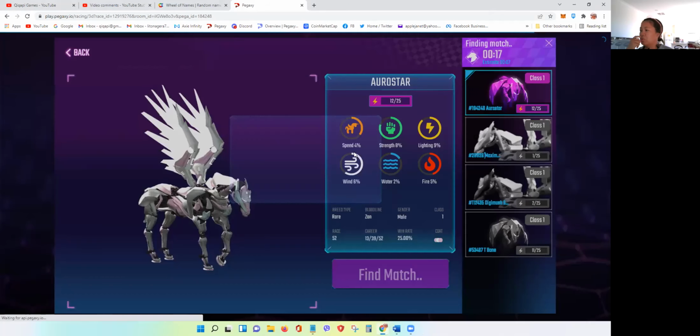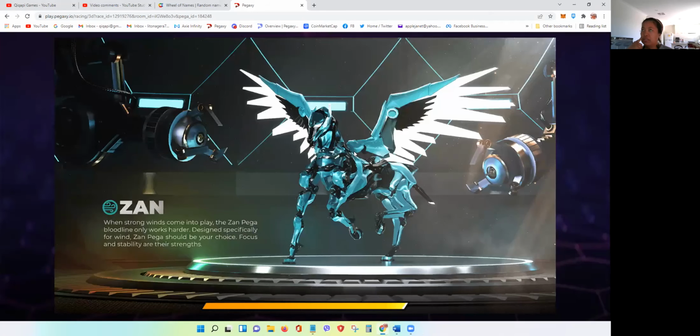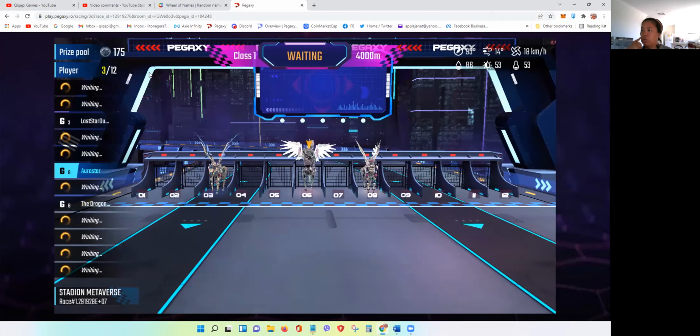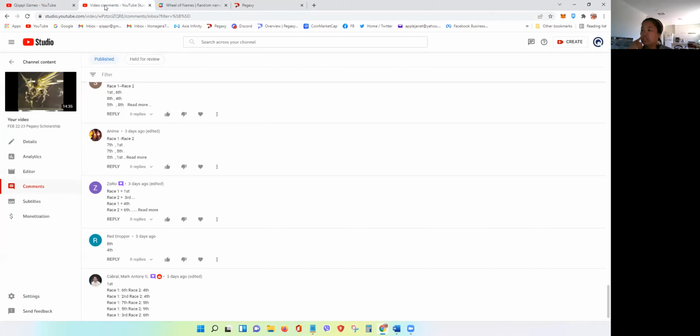So basically this horse is the one that I paired with Meta Yamete for the first breeding last time. Waiting for a few more horses.